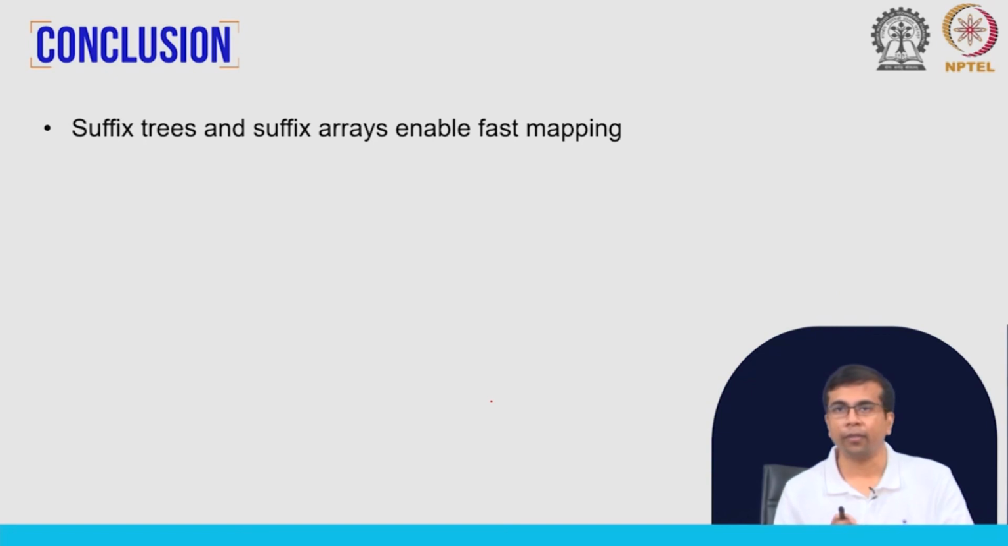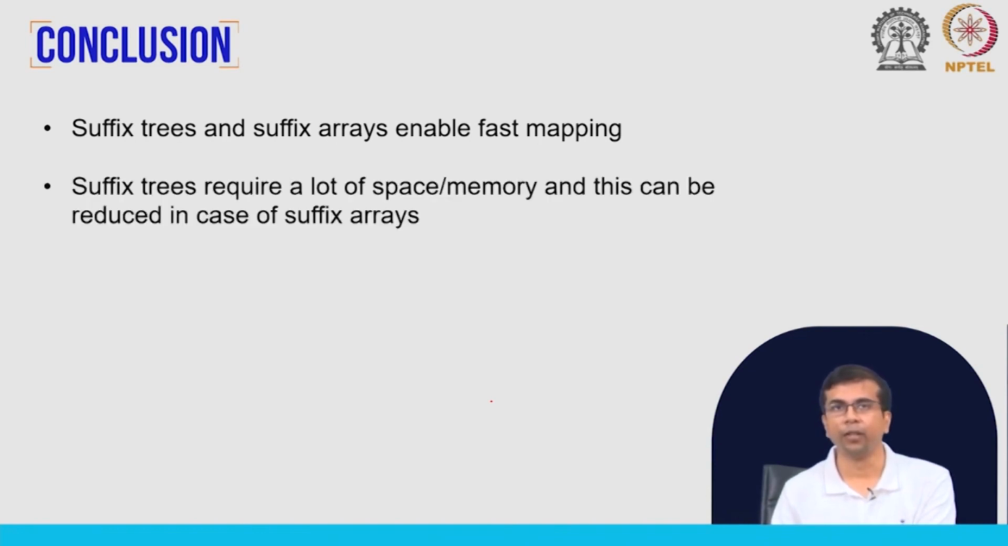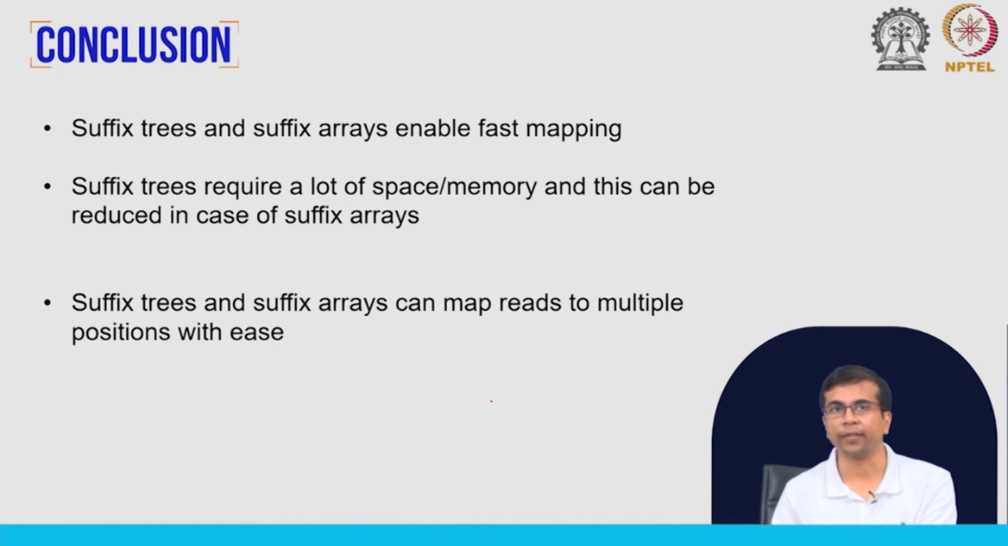However, what we have seen, suffix tree actually takes a lot of memory and space, and in case of the human genome, this is about 30 to 35 GB. So, if you have to use that much RAM, you cannot run it on a normal desktop computer. You have to use a dedicated server or a computational server. Suffix arrays actually address this issue to some extent. They reduce the memory requirement, but also keep the property of fast mapping because of this lexicographical sorting. So, we have discussed this. Suffix trees require a lot of memory, and this is reduced in case of suffix arrays.